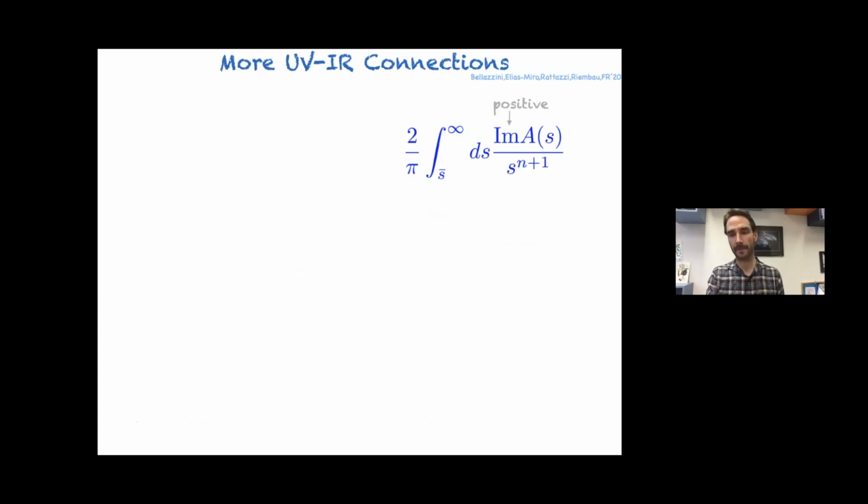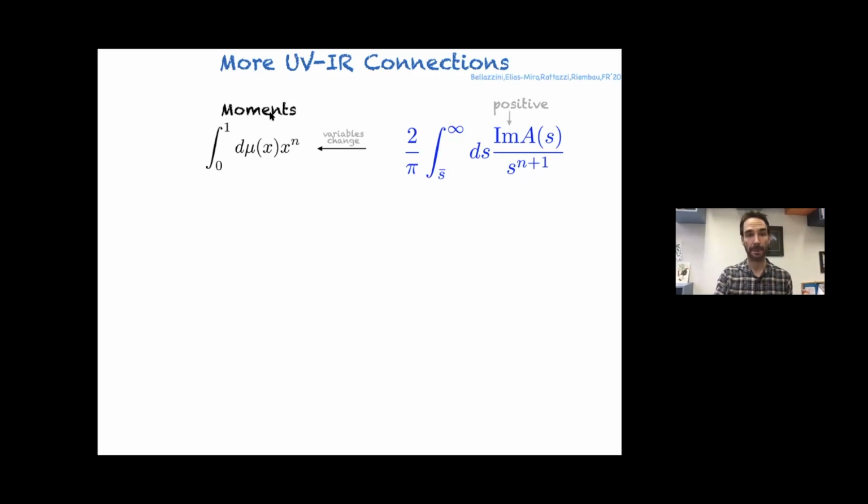Now, it turns out that there are more bounds than just this positivity. And it's easy to see this, because if you change the variables from this to some x, which is proportional to 1 over s, this object is equivalent to an integral between 0 and 1 of a positive measure mu of x to the n. And this object is called a moment. We're all familiar with moments, right? Moments, electric dipole moments, moments of inertia, etc.